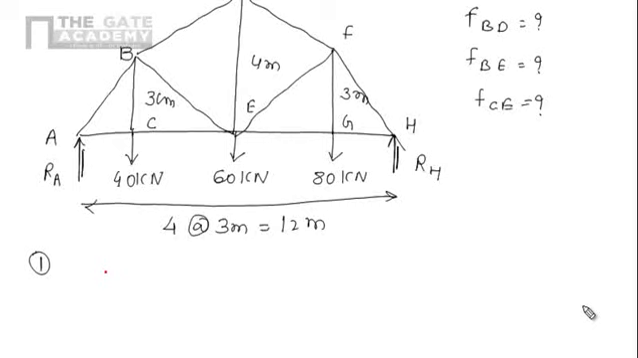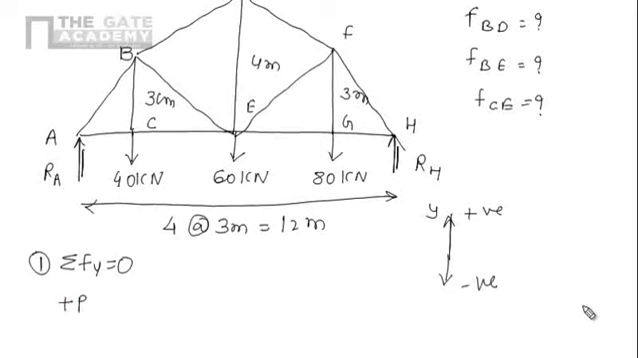So here there is no horizontal force, so I will not apply condition number 1, that is, algebraic summation of all the horizontal forces should be 0. I will apply directly condition number 2: algebraic summation of all the vertical forces should be 0. For our sign convention, positive y is positive, negative y is negative. This is the y direction. So RA and RH are acting in an upward direction.